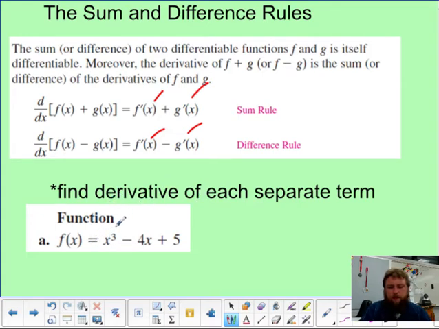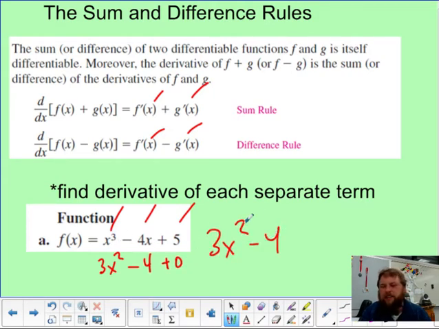So for this example here, I'm going to do the derivative of this, and this. So derivative of x cubed is going to be 3x squared. Derivative of negative 4x is going to be minus 4. And derivative of 5 is 0. So I can write that answer as 3x squared minus 4. So you just do each term separately. That's all it means right there.